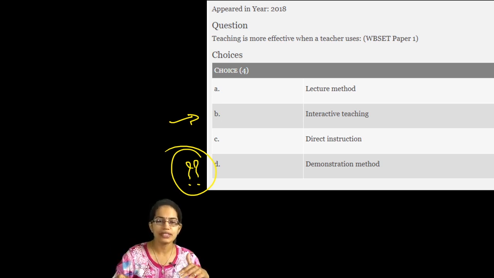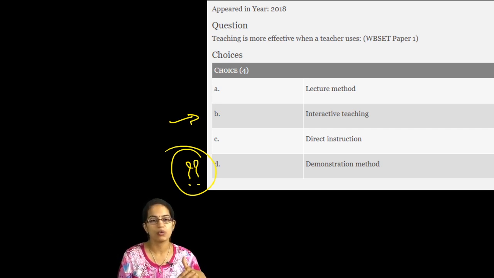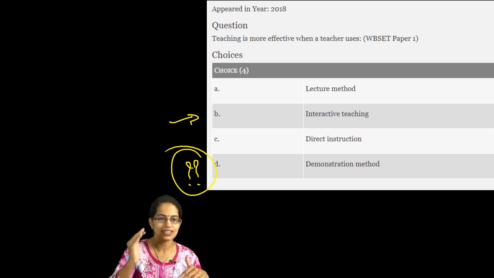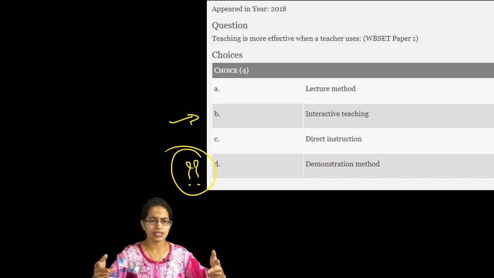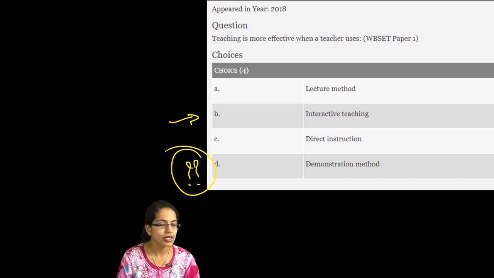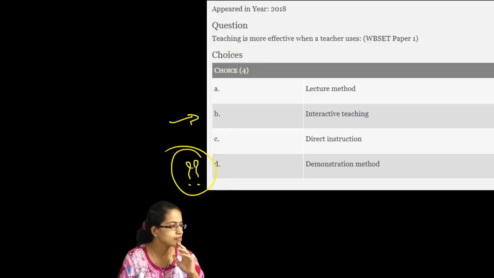So what happens here is, teaching becomes more effective when you are using an interaction method. I hope now you have your doubt clear about why this answer is not demonstration and it is interaction. For the rest of the two choices there was no doubt, but there was a confusion between these two choices.